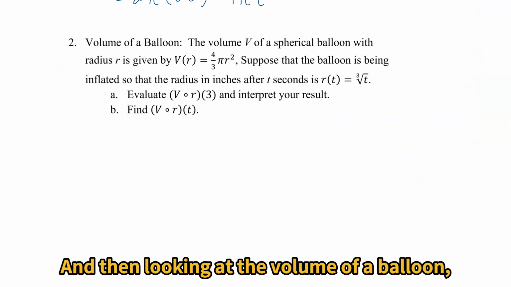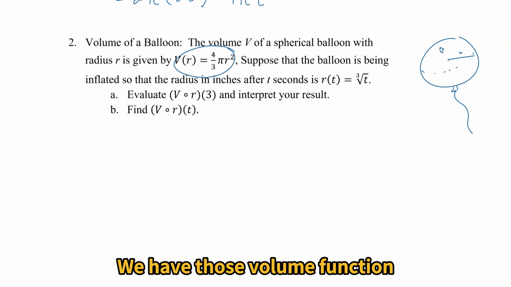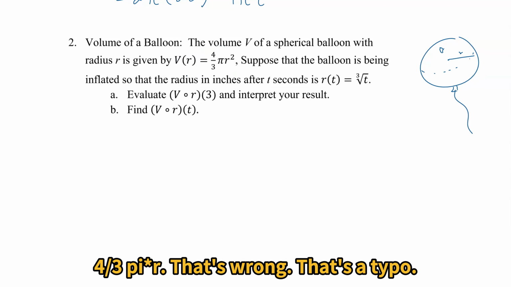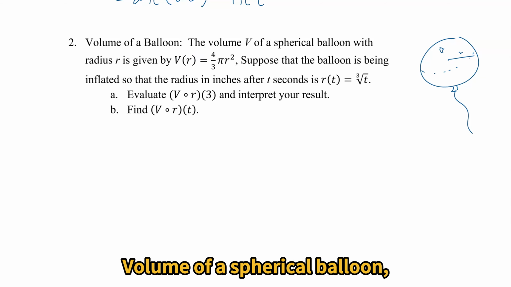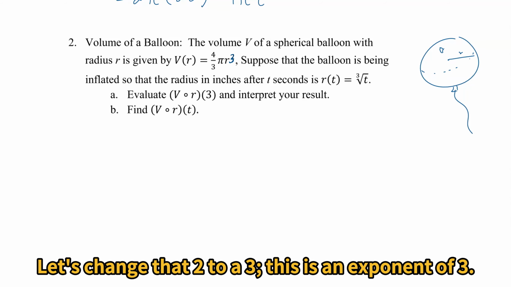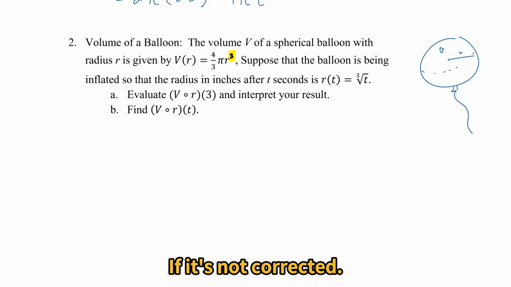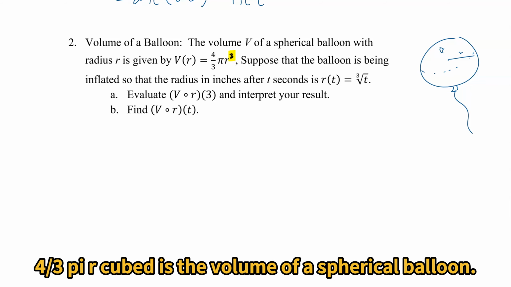And then looking at the volume of a balloon, we have a spherical balloon with a radius of r, and we have the volume function, 4/3 pi r. That's wrong. That's a typo. That is very much a typo. Volume of a spherical balloon, I apologize for this. Let's change that 2 to a 3. This is an exponent of 3. I'm going to blot that out. 4/3 pi r cubed there. Please make sure you change that in your notes if it's not corrected. 4/3 pi r cubed is the volume of a spherical balloon.